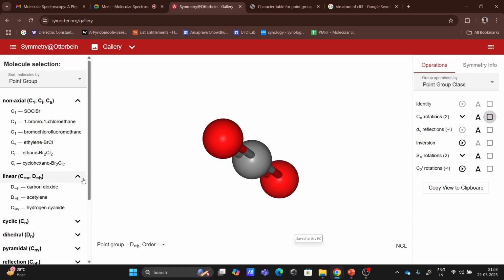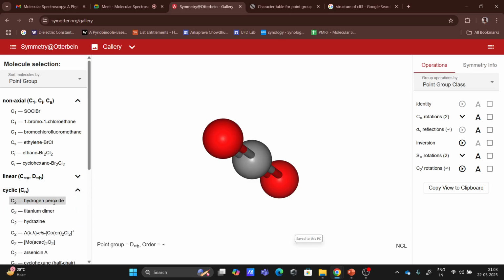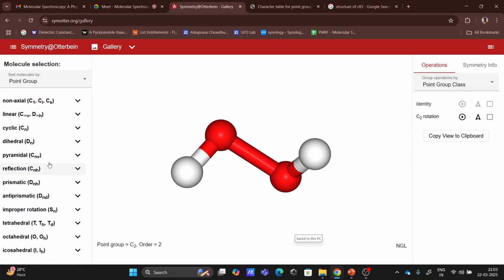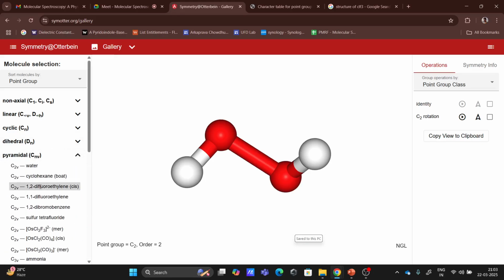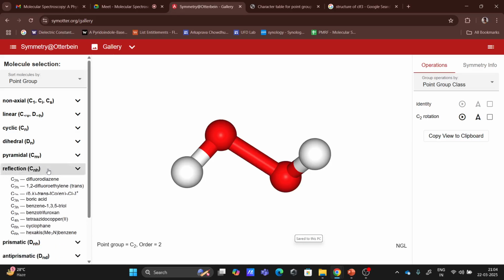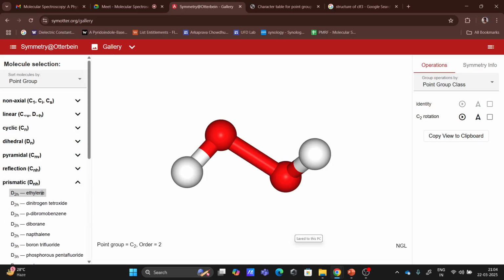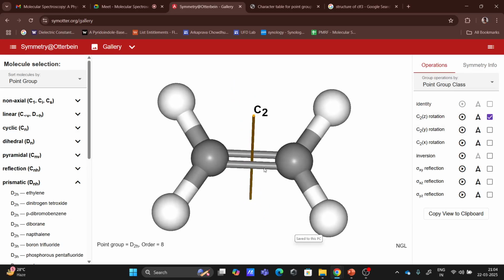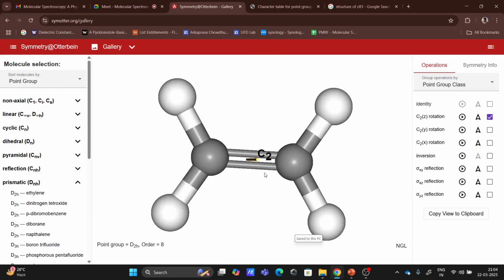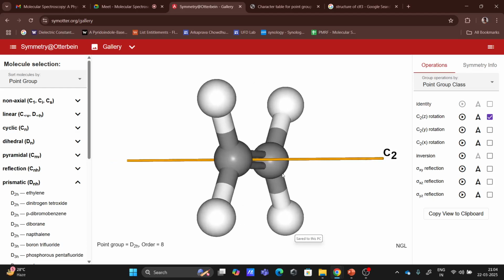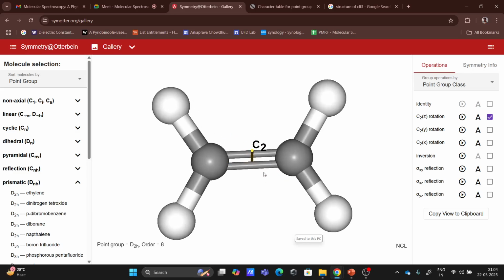Now let us see some cyclic C2, hydrogen peroxide. Let's visit this site. Let us see the D2h we are talking about. Let us see ethylene. I want to see where the C2 axis is actually going. That is what I was saying: it is not going through more atoms, it is perpendicular to the sigma h.